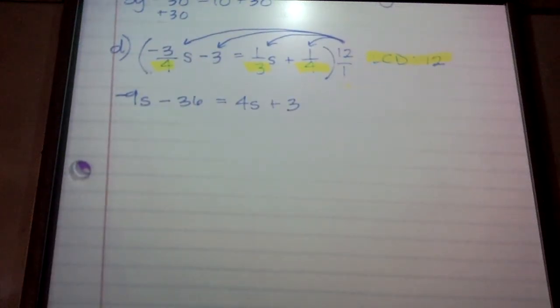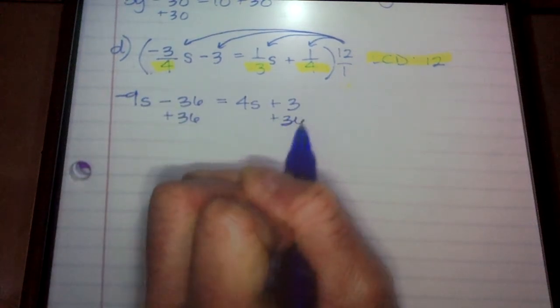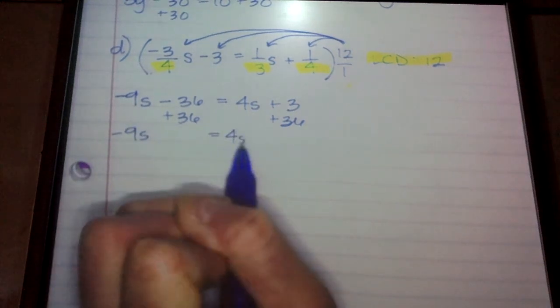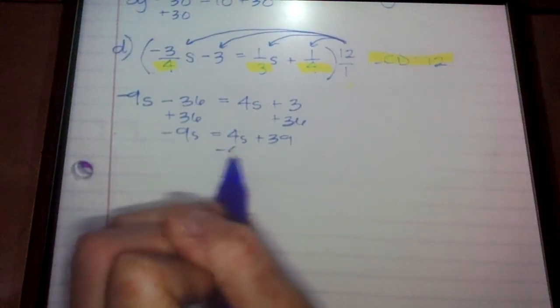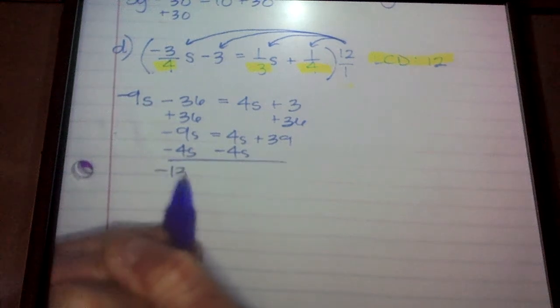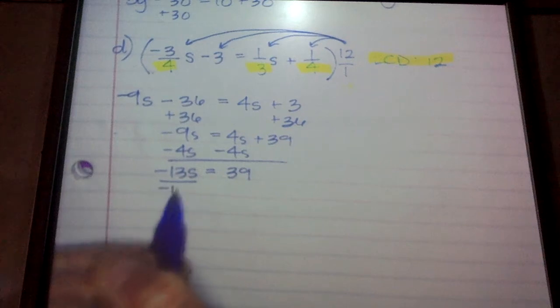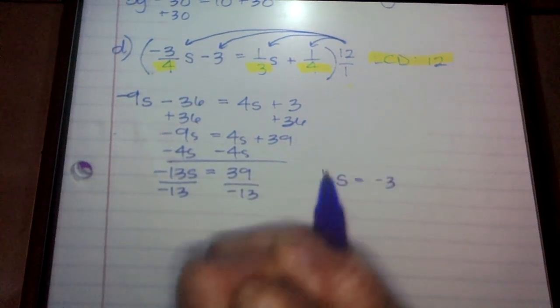No fractions left. All right, so I'm going to add 36 to each side. I have negative 9s equals 4s plus 39. I'm going to move him over. I'm going to subtract 4s. So I have negative 13s equals 39. Divide both sides by negative 13, and s equals negative 3.